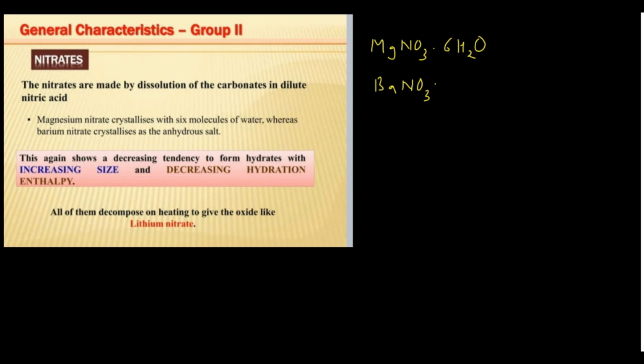However, all these nitrates, whether magnesium nitrate, beryllium nitrate, or calcium nitrate, can produce the oxide, like I have explained for lithium nitrate. Lithium nitrate also decomposes, while all other alkali metal nitrates do not decompose. But in the case of the alkaline earth metals, all the nitrates can be decomposed. Now I am taking the example of magnesium nitrate. Say I have my magnesium nitrate.